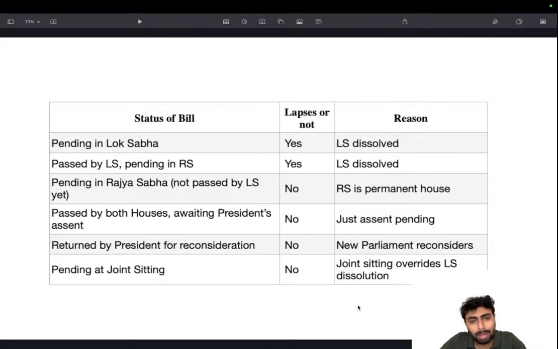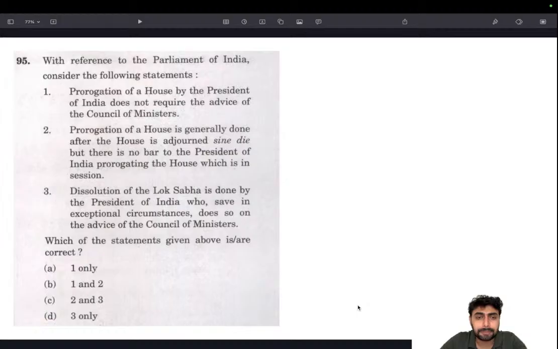I made this table after this examination, so for 2025. It really helped me in solving most of the questions in the test series. So, summoning and prorogation. This is again a common area with regard to Parliament.